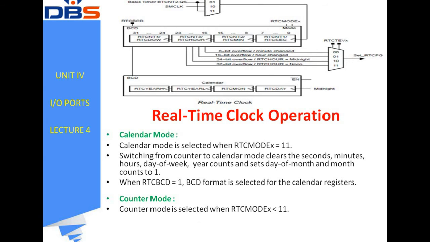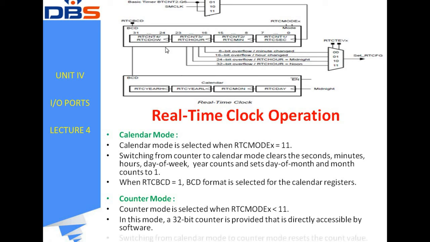So what is calendar mode and how is it selected? As we have already seen, we have 4 modes here: 00, 01, 10 and 11. While selecting calendar mode, the mode value is equal to 11. The remaining 3 modes are used for counter mode. So calendar mode is selected when the RTC mode value is equal to 11.